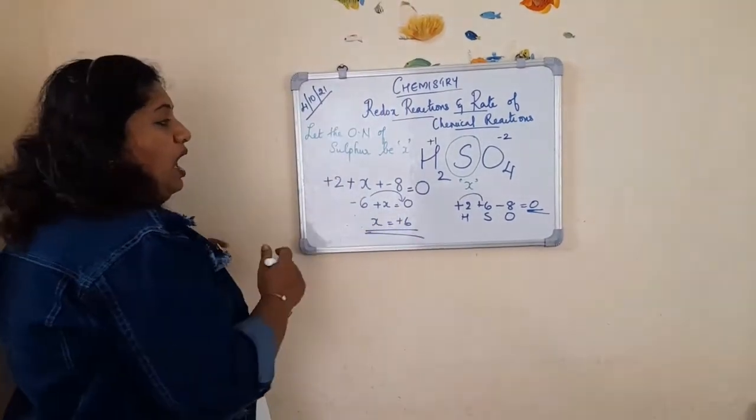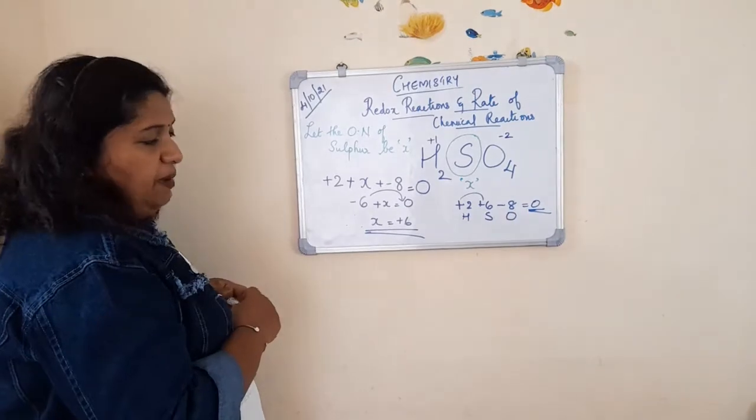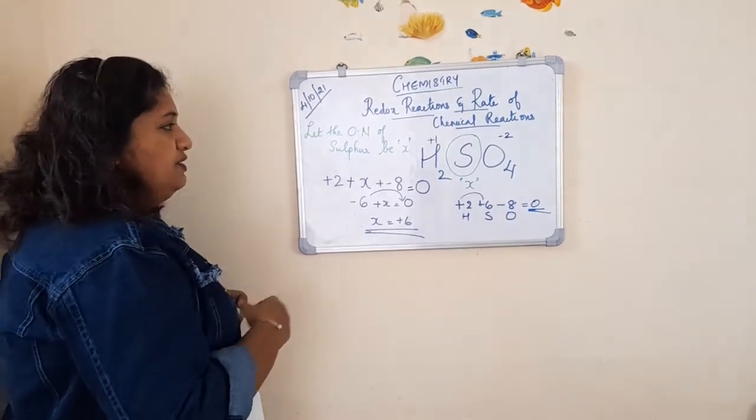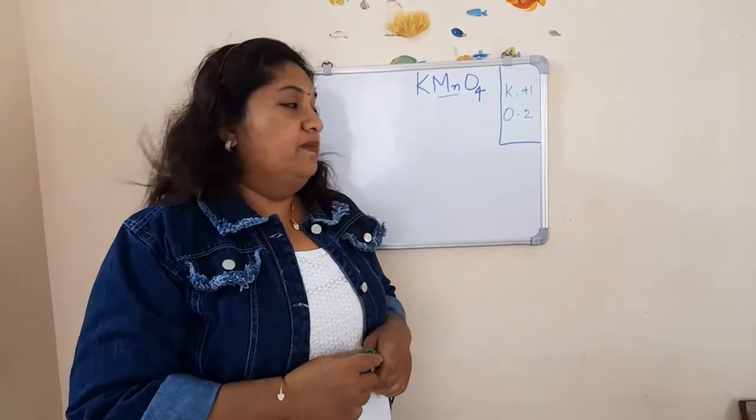So this is the way we find out the oxidation number. Now we are going to find out some more. Okay, the next example.